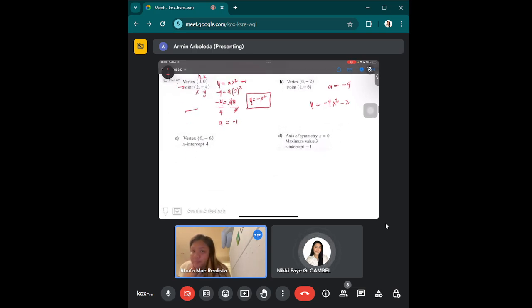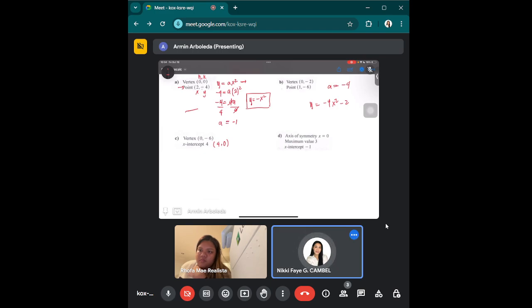So next example, we have the vertex, and this time we don't have the point, but we have the x-intercept 4. If we have the x-intercept 4, what is this point? It's going to be 4 and 0, right? Because your y is going to be 0, because it is an x-intercept. If you have the x-intercept, the y is always 0. So you're still going to do the same computation.